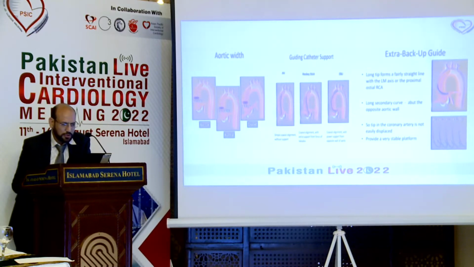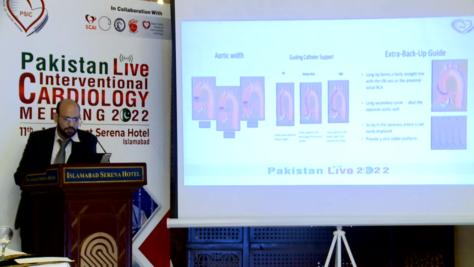For guiding catheter support, we use the hockey stick or JR for the right coronary artery, and for the left system, it's EBU or XB. The extra backup guide has a long tip that forms a fairly straight line with the left main axis for the proximal ostial RCA. It has a long secondary curve about the opposite aortic valve, so the tip in the coronary artery is not easily displaced. It provides a very comfortable platform.